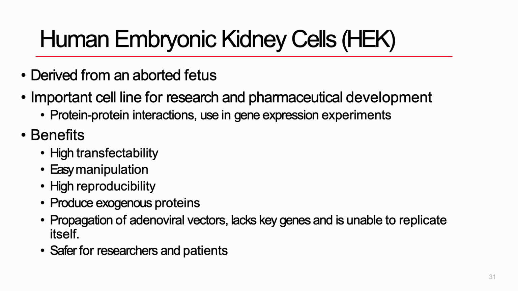Used in gene expression experiments. Now, what are the benefits of human embryonic kidney cells? They have high transfectability. They are easy to manipulate. They have high reproducibility. They produce exogenous proteins, and they are also good at propagation of adenoviral vectors. They lack key genes and are unable to replicate themselves. And of course, they are safer for researchers and patients.